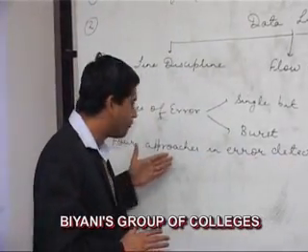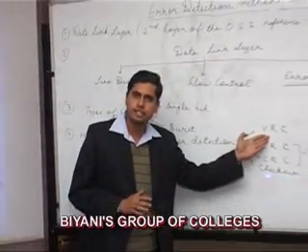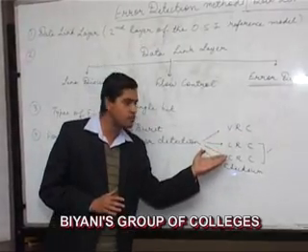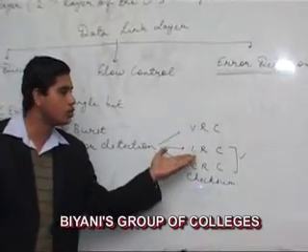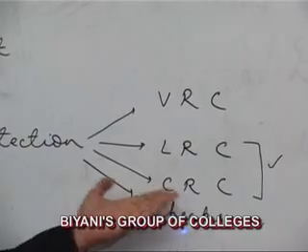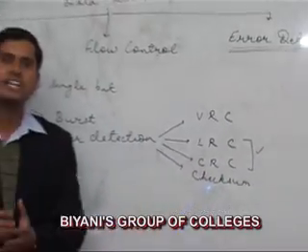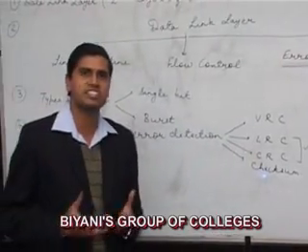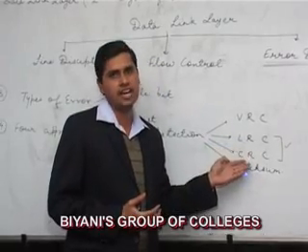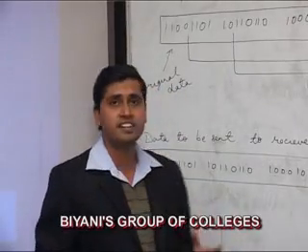Now, the four approaches in error detection are the VRC, which is termed as vertical redundancy check. The second one is LRC, which is termed as longitudinal redundancy check. The third one is CRC, which is the cyclic redundancy check. And the fourth one is the checksum. In today's session, I will be discussing these two redundancy checks, the LRC and the CRC. So first, we will be discussing the longitudinal redundancy check.